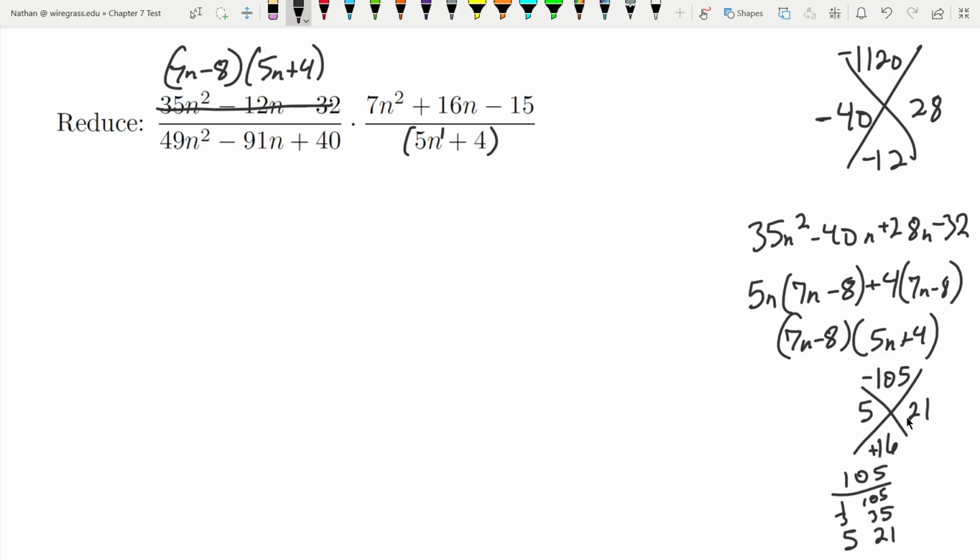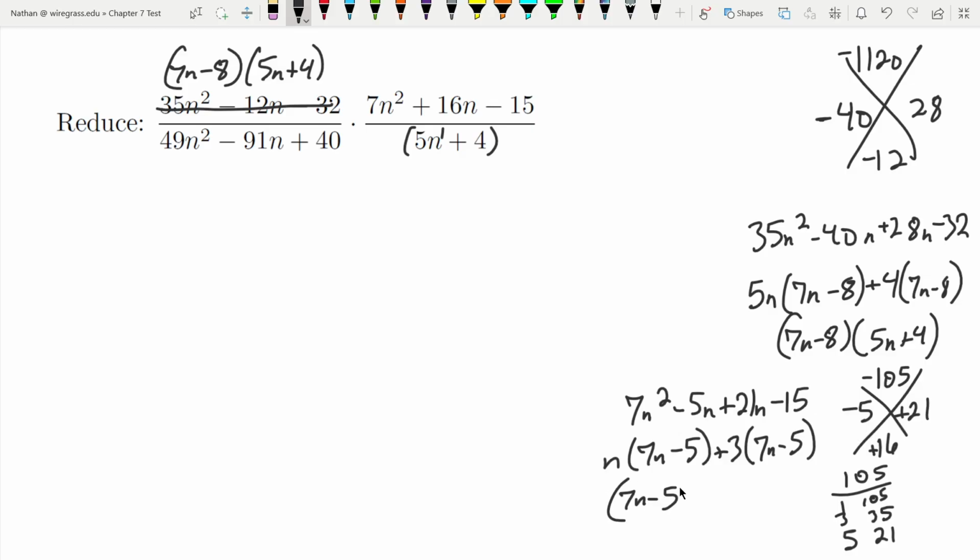I need positive, so this has to be positive and that has to be negative. Okay, so the AC method then is going to be 7n squared minus 5n plus 21n minus 15. Now these I can take out just an n, 7n minus 5. And here I can take out a positive 3, 7n minus 5. Okay, 7n minus 5 and n plus 3 is the factored form of this one.